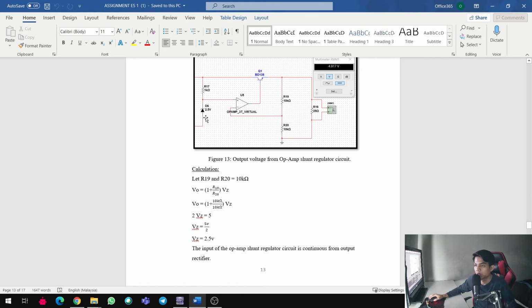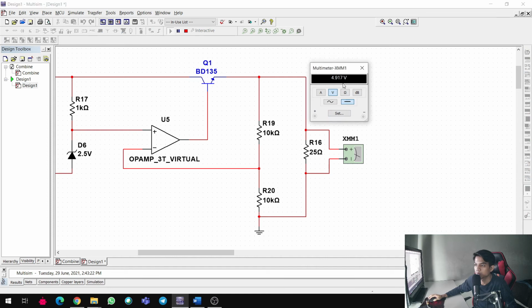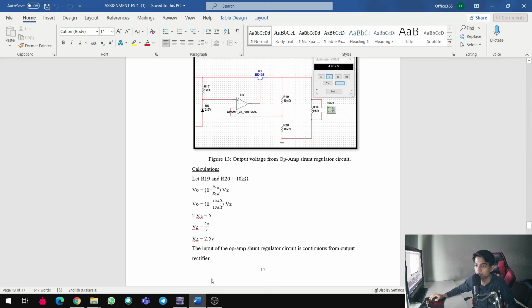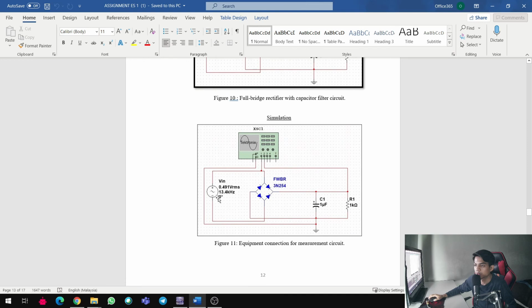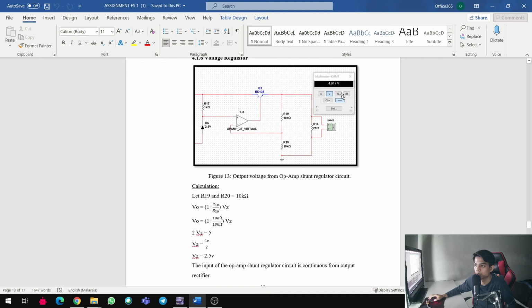So we can put the value 2.5 volt at this diode and try to run this circuit. The output voltage that we get is 4.917 volt. The input for this circuit is continuous from the rectifier circuit. This is the rectifier circuit, and the rectifier circuit is the input for the voltage regulator, and the output that we get is 4.917 volt. Thank you.